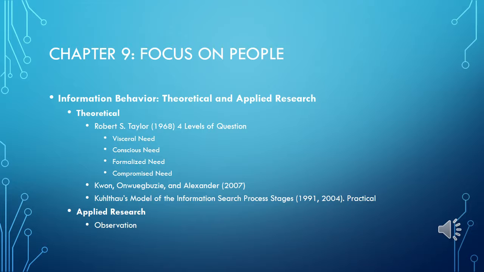On the other side of that is the applied research on information-seeking behavior. These are typically observation studies and articles, things from academic settings, medical settings, and observations by both social media specialists and public librarians who contribute to the conversation on information-seeking behavior through their observations of users.